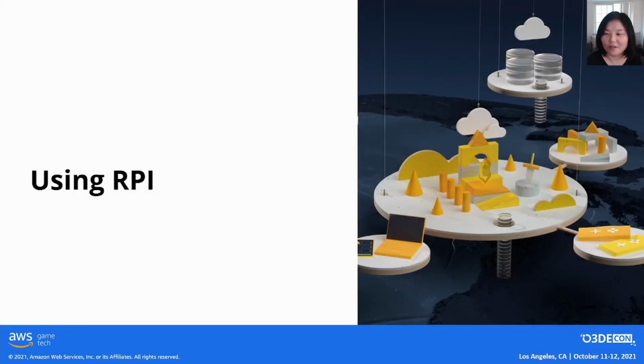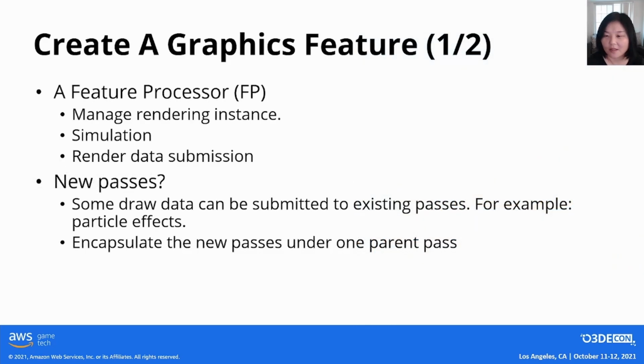Next, I will talk about using RPI to develop graphics features. When creating a new graphics feature, the first thing you may need to add is a feature processor. A feature processor manages the rendering instances in its owner scene for this feature. It also has the entries which enable parallel simulation and run data submission with other features.